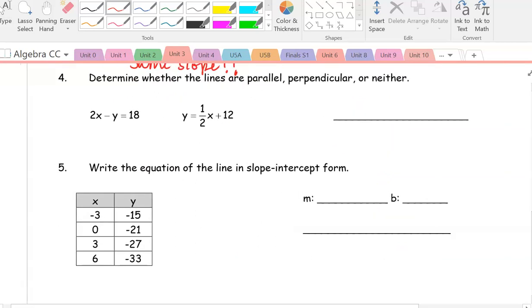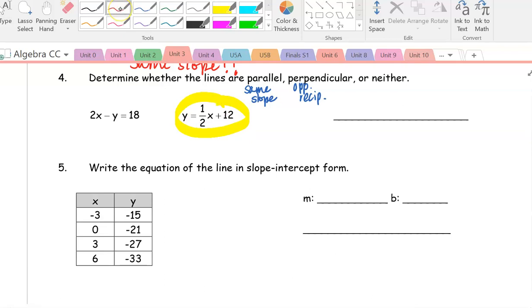Determine whether the lines are parallel, perpendicular, or neither. Remember, parallel lines have the same slope. Perpendicular lines have what are called opposite reciprocal slopes. Neither would just be neither of those two things. First thing I want you to notice is that this equation is already in slope-intercept form. You have a slope of 1/2. So that one we're pretty much done with.